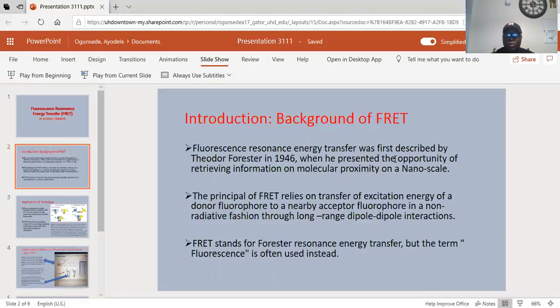FRET stands for Förster Resonance Energy Transfer. This was named after the German scientist Theodor Förster, but the term fluorescence is often used instead in scientific settings.